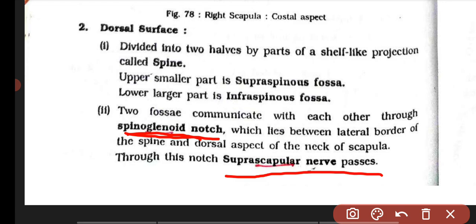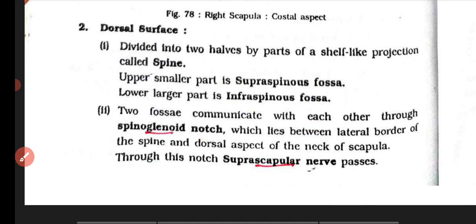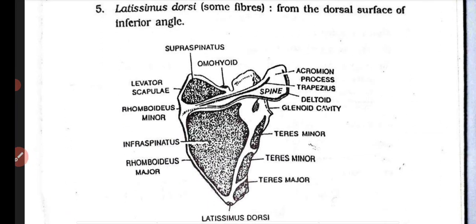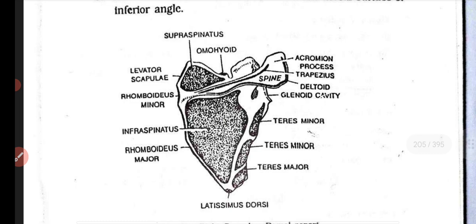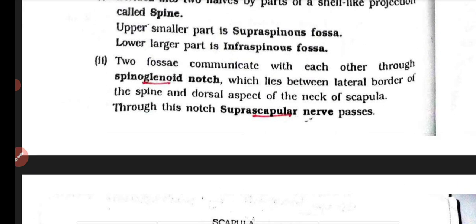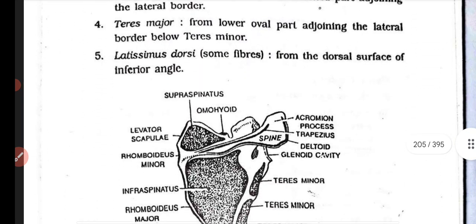Mainly, the two fossa communicate with each other through the spinoglenoid notch, which lies between the lateral border of the spine and the dorsal aspect of the neck of the scapula. This one is the notch. The two fossa communicate with each other through the spinoglenoid notch.